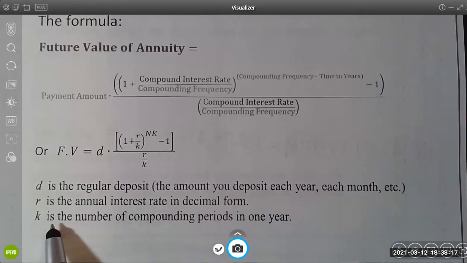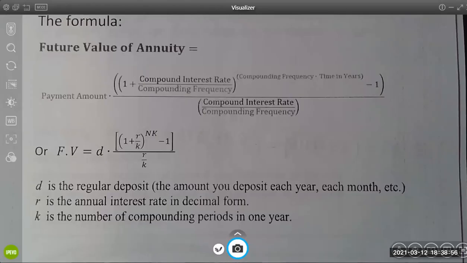And K, this is the same K that you see in the compound interest formula. It represents how many times the account is compounded per year. For example, if it says compounded annually, it means once a year, right? So K will be equal to 1 if you compound it annually. But if the account is compounded quarterly, so you do it every quarter, how many times do you compound it per year? That'd be 4 times. In that case, K equals 4. So it's the same as in the compound interest formula.